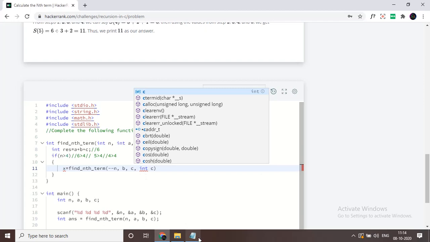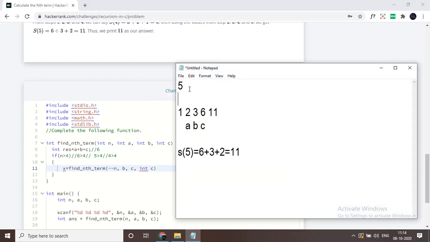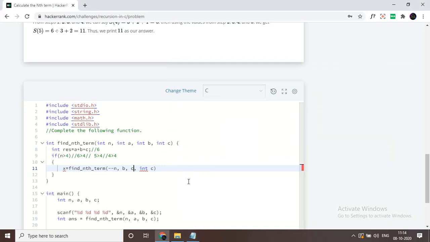That means I am moving the output. For example, before, the input is a value, b value, c value. Now, after finding that, b value becomes a value, c value becomes b value, and the result is going to be c value. That's why I'm going to pass this one. What is this? This is the result, so this is not x here. I'm going to take a plus b plus c as the result, and I'm going to pass the new ABC values.